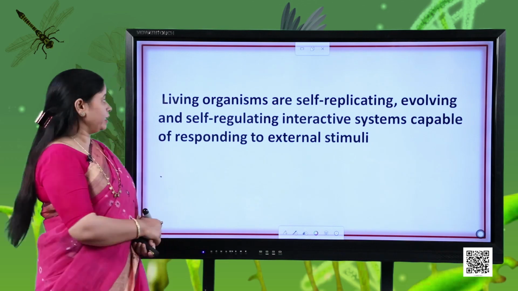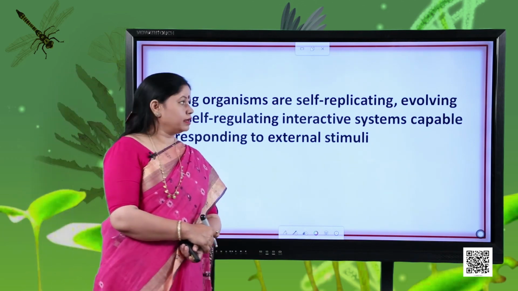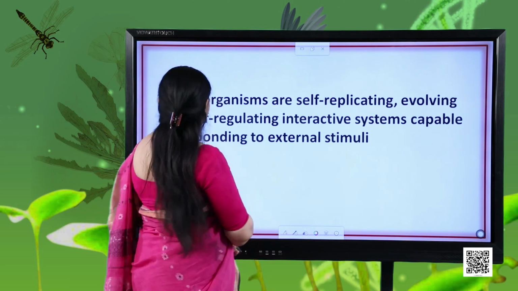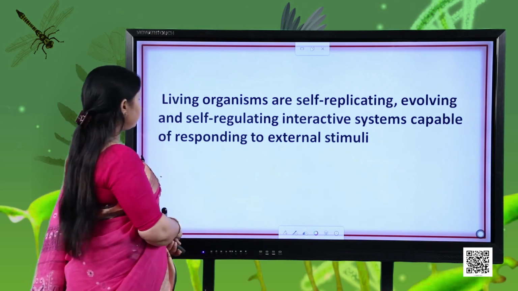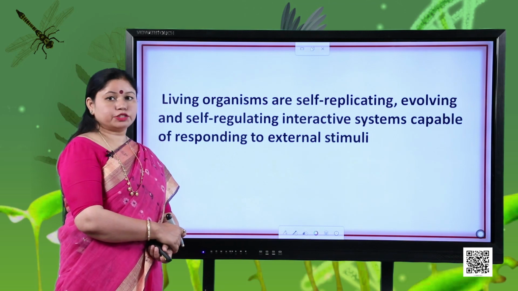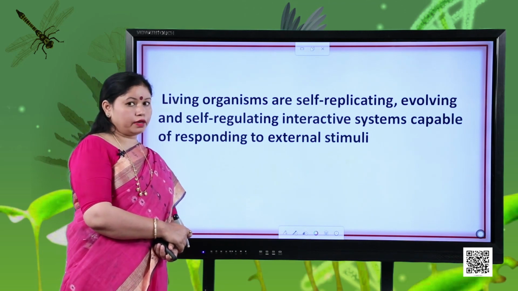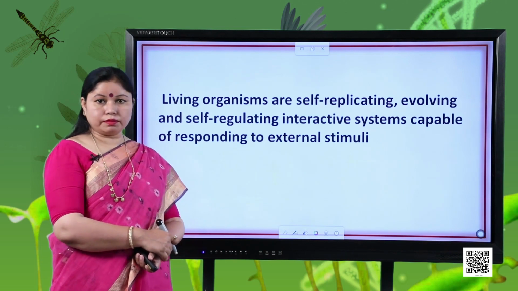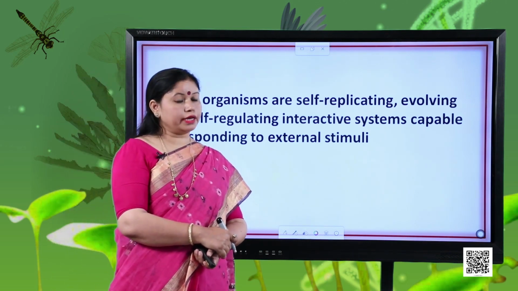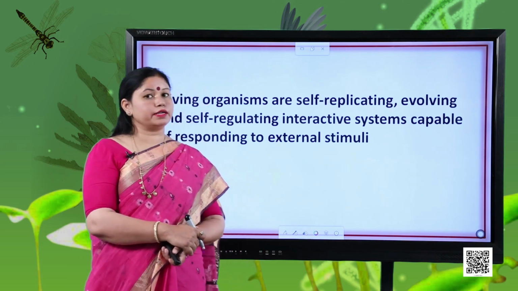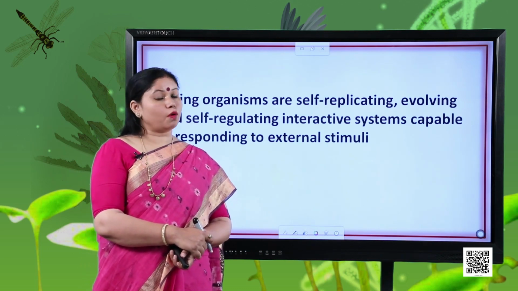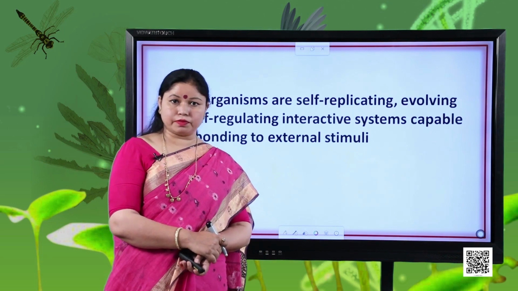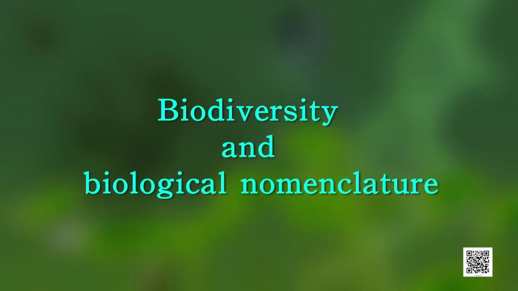So finally we can say that living organisms are self-replicating, evolving and self-regulating interactive systems capable of responding to external stimuli. So finally what conclusion have we drawn? That metabolism, consciousness, cellular organization are defining properties of living organisms. Growth and reproduction are two processes which are not all-inclusive characteristics of living organisms. Let's move to the next topic, biodiversity and biological nomenclature.